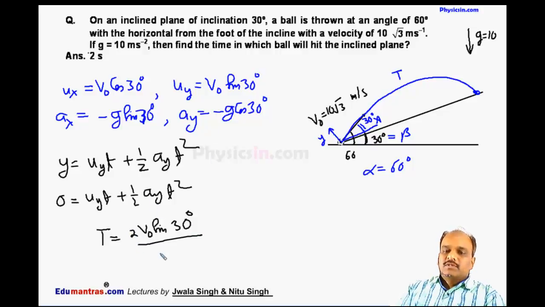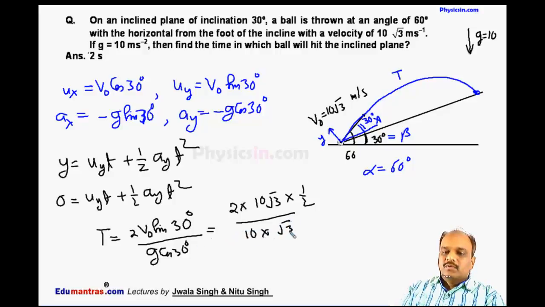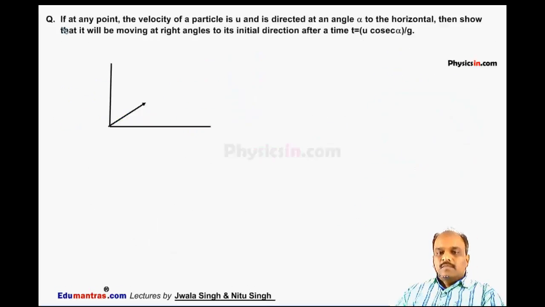Ay means g cos 30 degrees. So this is equal to 2 v naught, means 10 root 3, sin 30 means 1 by 2, divided by g, means 10, it is given, and cos 30 is root 3 by 2. So this root 3 by 2, this root 3 by 2 will vanish, this 10 will vanish, we get time as 2 seconds. This is the answer.